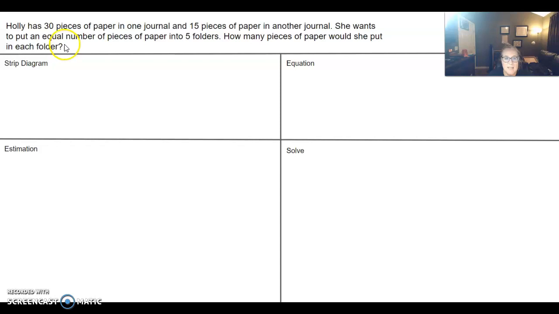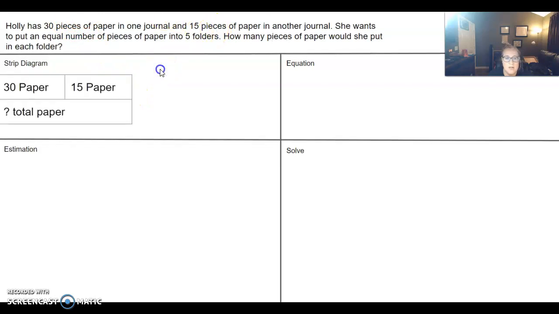Well, I'm looking at this and I know that she has some paper in one journal, she has some other paper in another journal, and she wants to put an equal number of pieces into 5 folders. So this is our two-step problem. So let's go ahead and start setting it up. The first step, I'm just trying to figure out how much paper Holly has. So let's think about that. She has 30 in one journal and 15 in another journal.